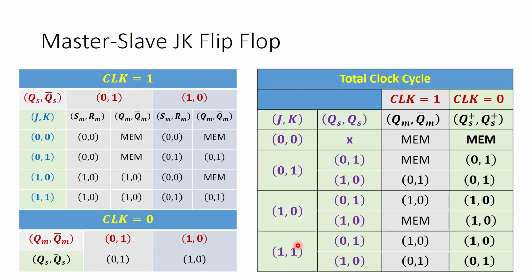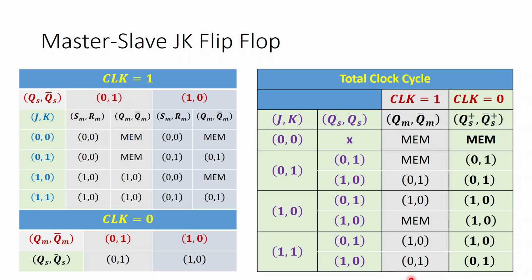And when JK is 1 1, then QS bar being 0 1 makes QM bar 1 0 when clock is high, and when clock is low, this 1 0 comes to the output. And if QS bar was 1 0, then the output QM bar becomes 0 1, and when clock is low, this 0 1 comes to the output, and it makes it 0 1. So you can read the entire truth table.